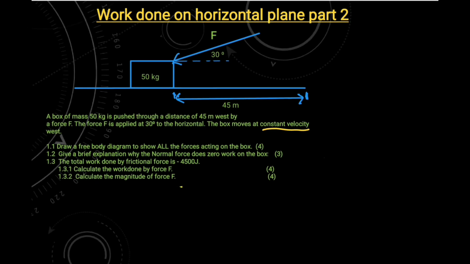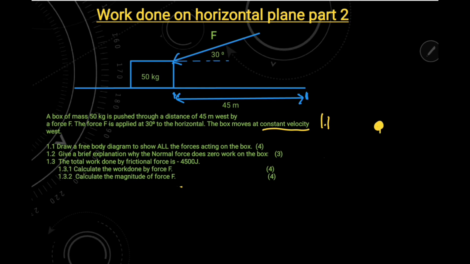So 1.1, we are asked to draw a free body diagram. To draw a free body diagram, we need to replace the box with a dot, and let's place all the forces that are acting. Remember, the simplest approach is to try and draw the forces that act in the horizontal, show the forces that act in the vertical, and that way it's easier to see what's happening.